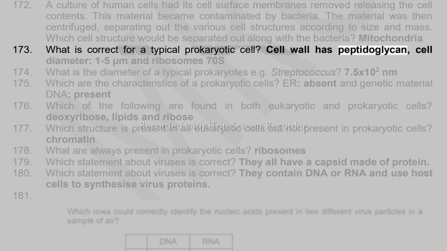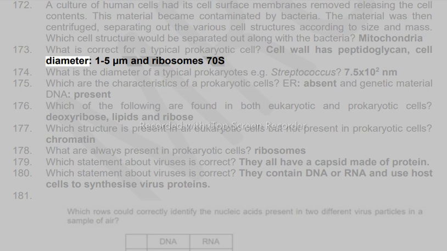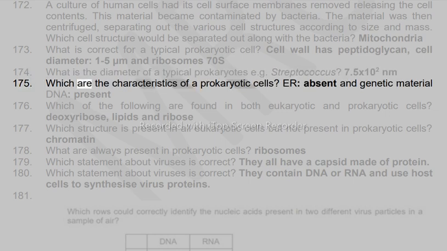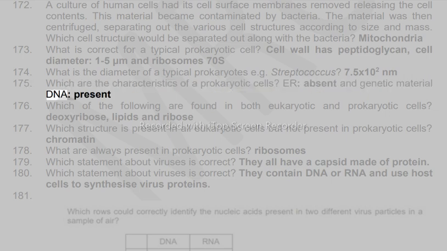173. What is correct for a typical prokaryotic cell? Cell wall has peptidoglycan, cell diameter 1 to 5 micrometers, and ribosomes 70S. 174. What is the diameter of a typical prokaryote, e.g. Streptococcus? 7.5 by 10^2 nanometers. 175. Which are the characteristics of a prokaryotic cell? Absent, and genetic material DNA, present.